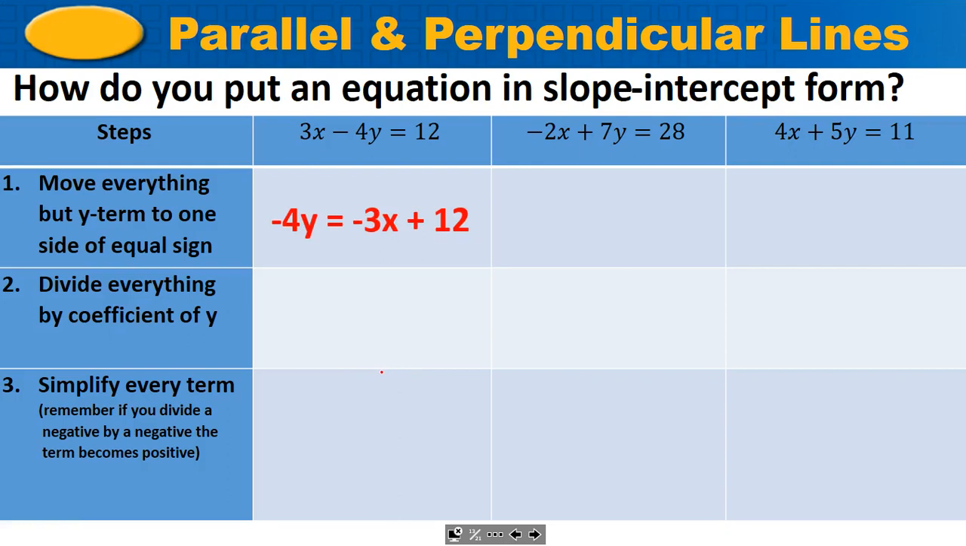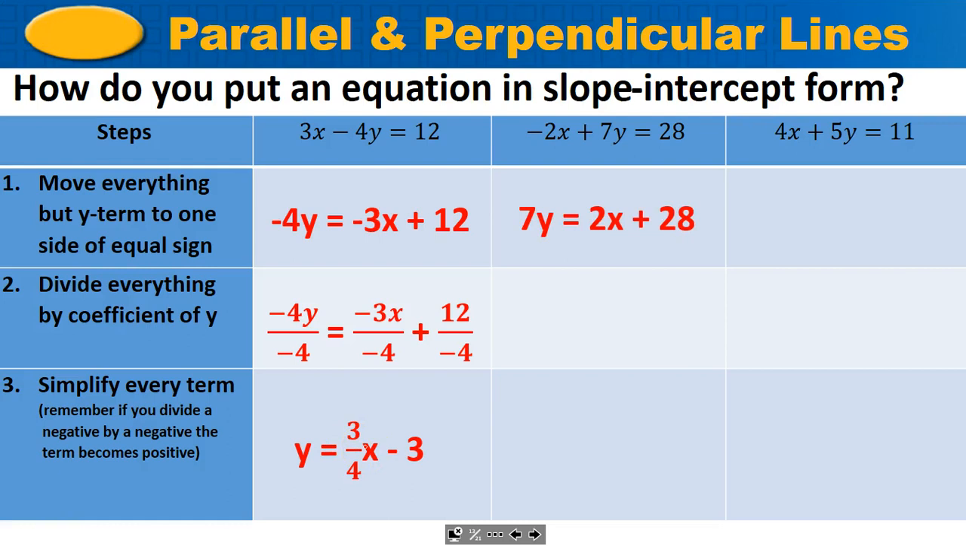The next step we're going to do is divide everything by -4. And notice that this will cancel out here, so we'll just be left with y. And when we divide a negative by a negative, that's going to become a positive. When we divide this positive by that negative, the whole term becomes negative. So when we simplify this here, it's going to be y is equal to 3/4 x minus 3. Okay, so what I'd like you guys to do is complete the next 2 columns, and then come back to me when you're done.